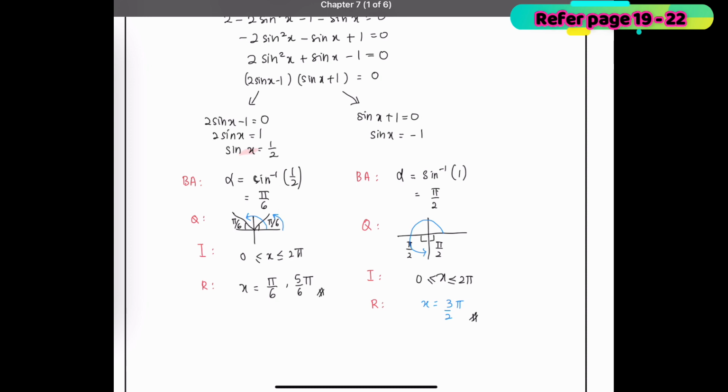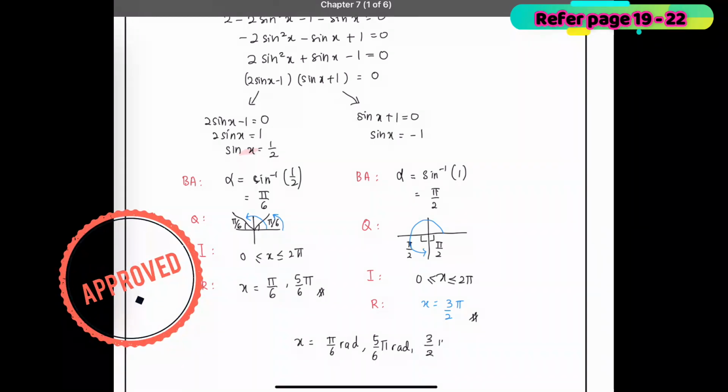So to conclude, the final answer is x equals pi over 6 radian, 5 pi over 6 radian, and 3 over 2 pi.